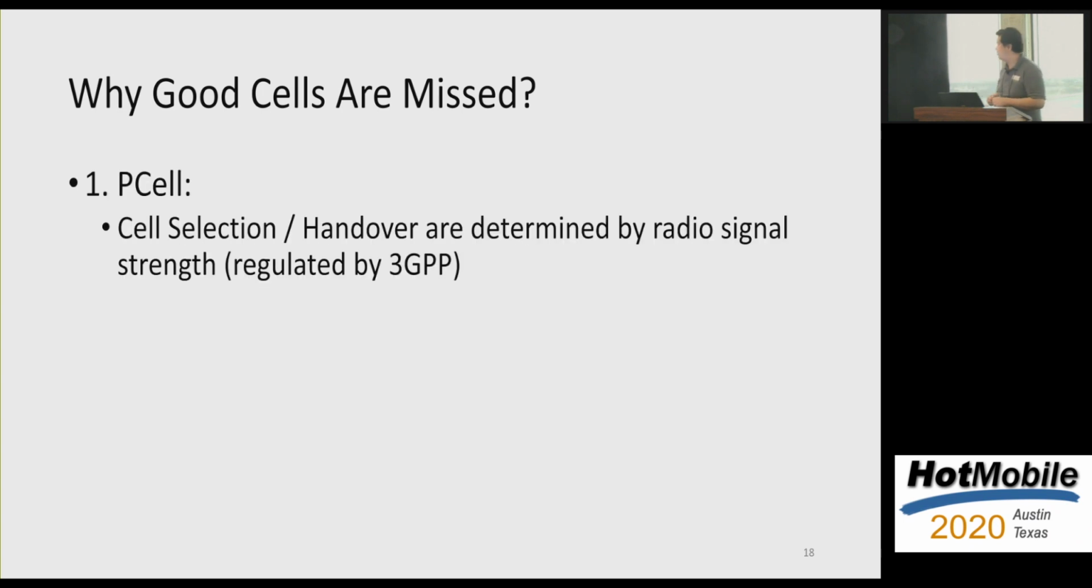There are two parts, right? The primary serving cell and the secondary serving cell. We find that for the primary serving cell, the selection of the P cell is determined by cell selection and handover mechanisms, and those are largely determined by radio signal strength as regulated by the 3GPP standard.